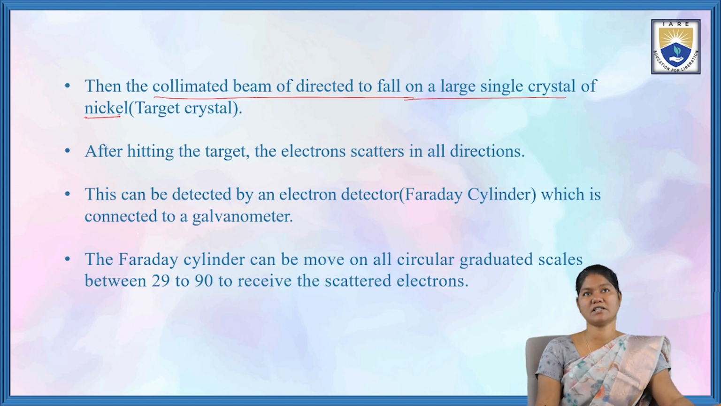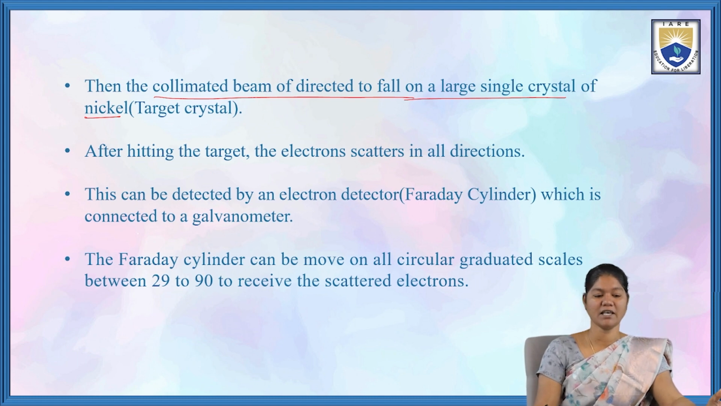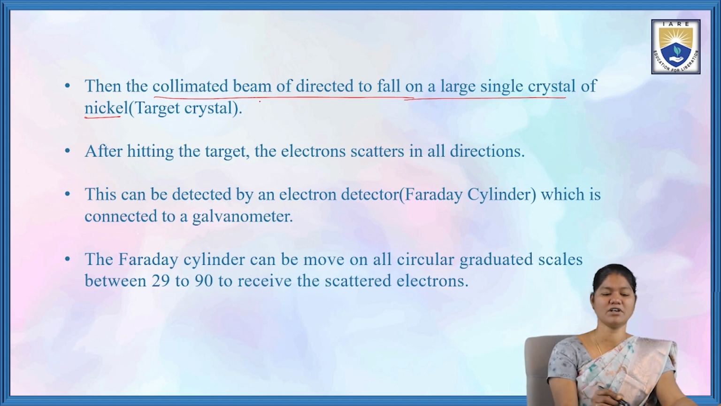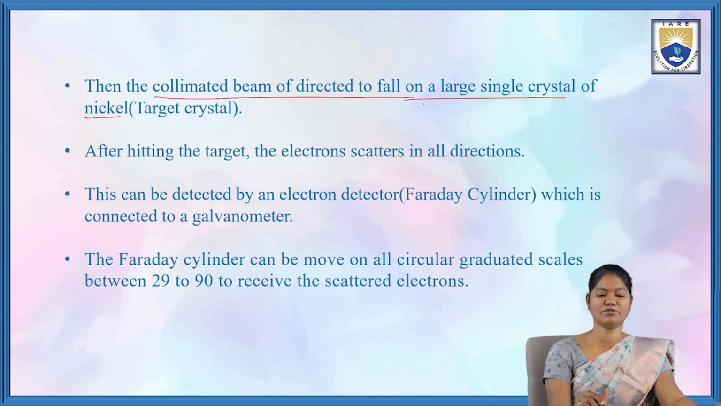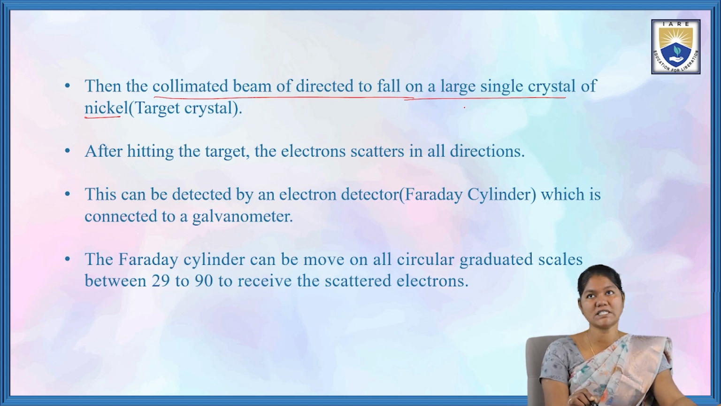The crystal we use is a single crystal, which is nickel. The nickel crystal is also called the target crystal, on which we make the electrons fall. So the fine beam of electrons is collimated and directed to fall on a large single crystal of nickel.